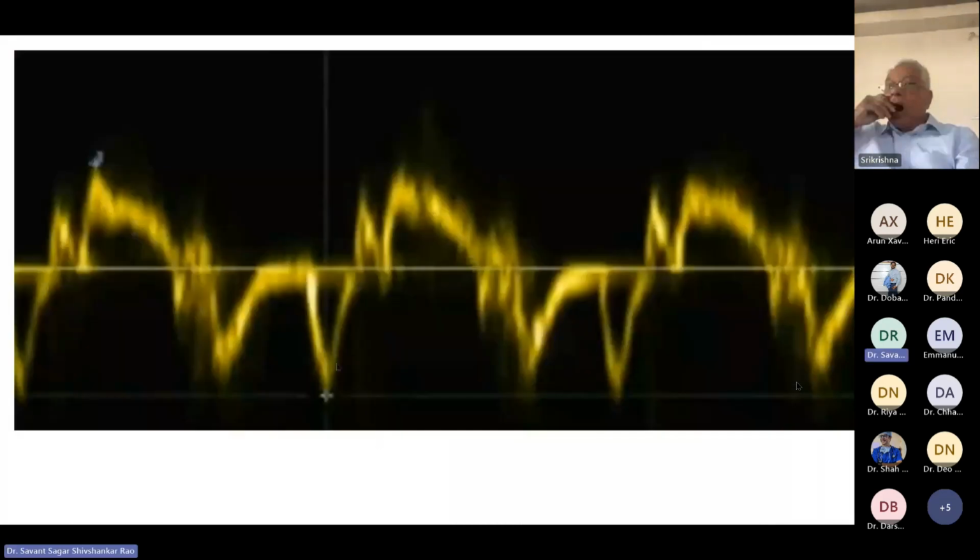This is the further image. The first upstroke is the S prime, followed by the isovolumetric relaxation time. We can also assess the isovolumetric relaxation time, followed by the S wave, that is closure of the aortic valve and opening of the mitral valve. Opening of the mitral valve is denoted by the E prime, followed by the A prime.